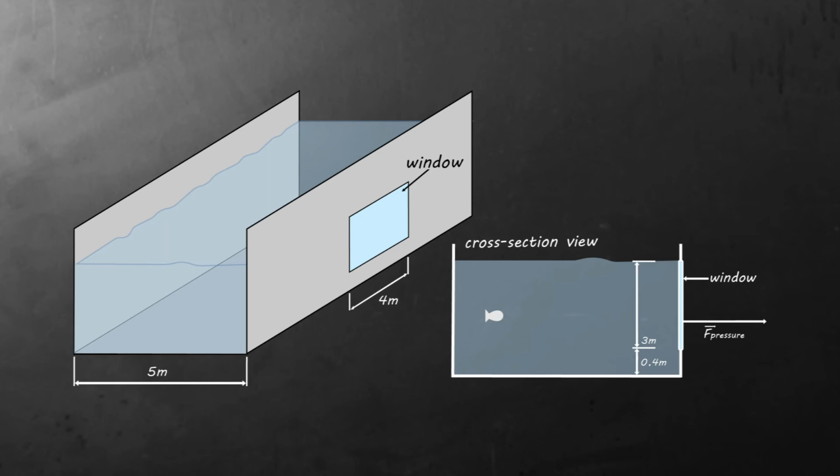So in this case, the area is going to be 3 meters deep times 4 meters wide, giving us an area of 12 square meters. The h sub c is going to be halfway down to 3 meters, so that's going to be 1.5 meters. G, as always, is 9.8 meters per second squared. And then rho for water is going to be 1,000 kilograms per cubic meter. If it's a seawater aquarium, the water would be a little denser, 1,025 kilograms per cubic meter. And when you multiply all those three numbers together, that gives us a total force on the window.